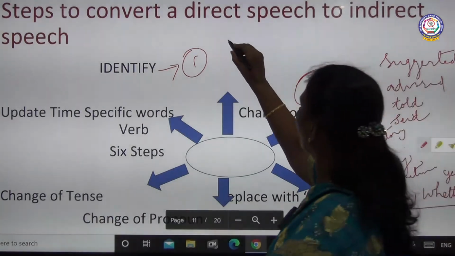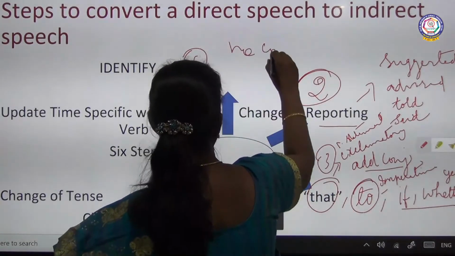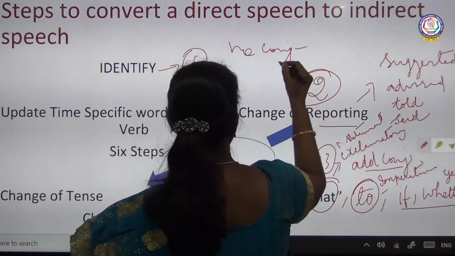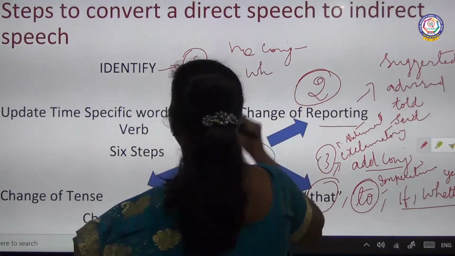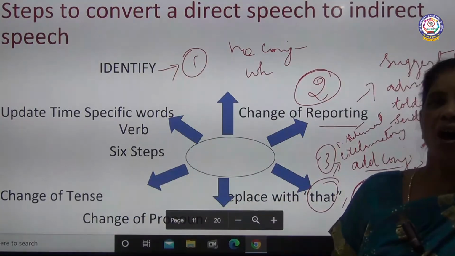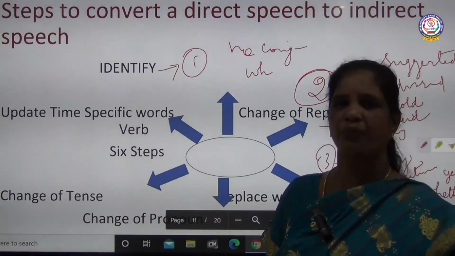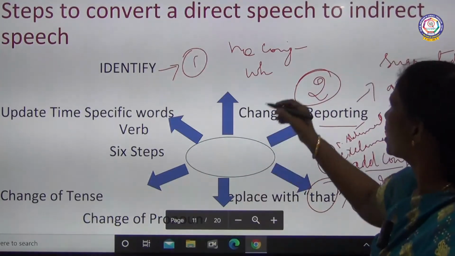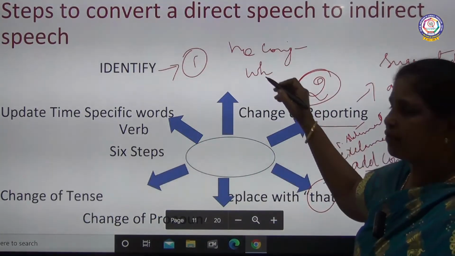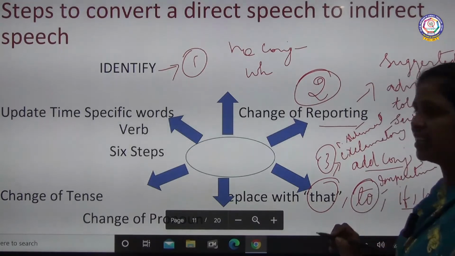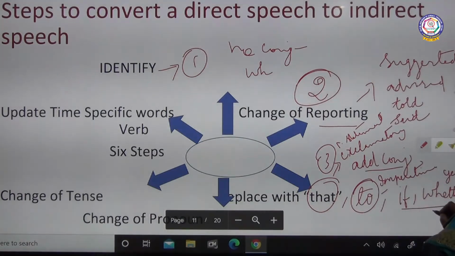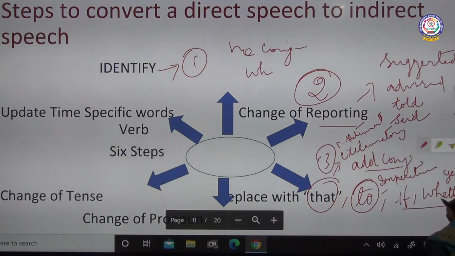So, no conjunction for WH questions. WH questions are how, what, why, where, when. You will have no conjunction for that. And for an imperative sentence, "to". If it is a yes or no type question, you will be having "if" or "whether".